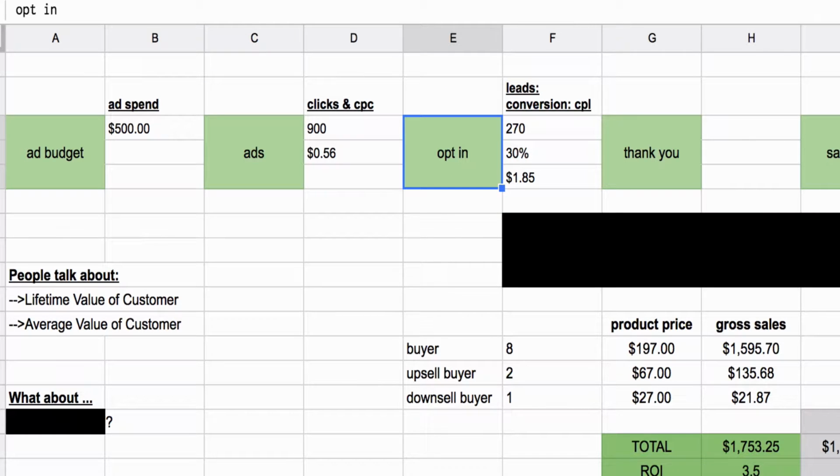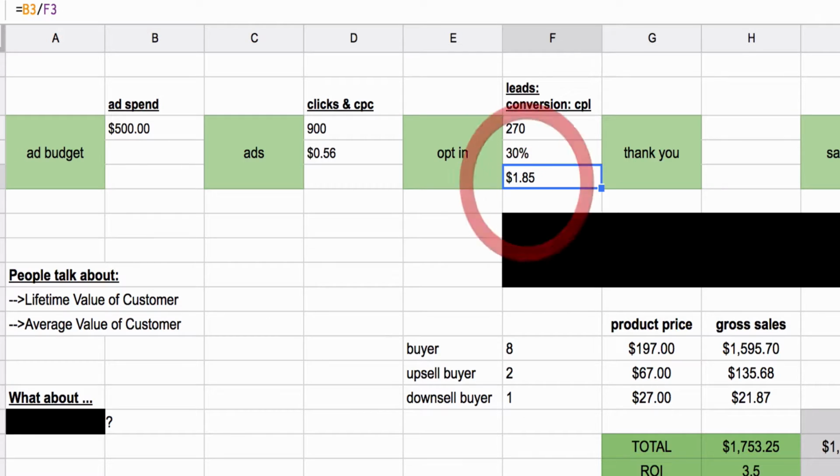And now in the opt-ins, same thing here. We don't know what the page is going to convert at until it actually converts and you get what we consider the baseline data. But once you get the baseline data, again, we're going to assume that you got 270 opt-ins. So that's 30%. So 30% of the 900 is 270. And so the cost for each of these 270 leads is $1.85. So again, you spent 500. You got 900 clicks. Out of those 900, 270 people opted in. So your cost per lead is $1.85.